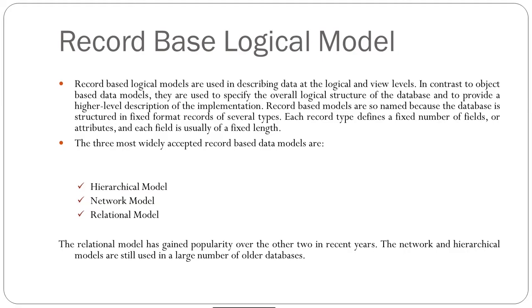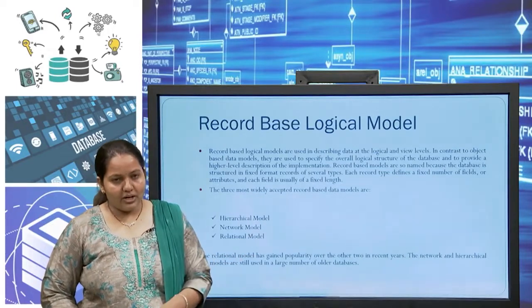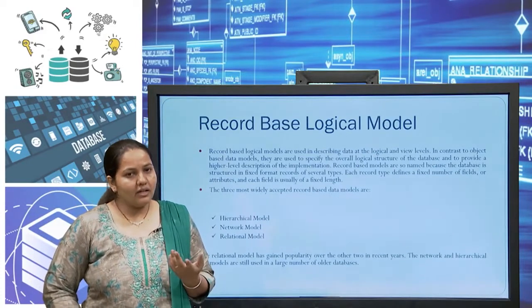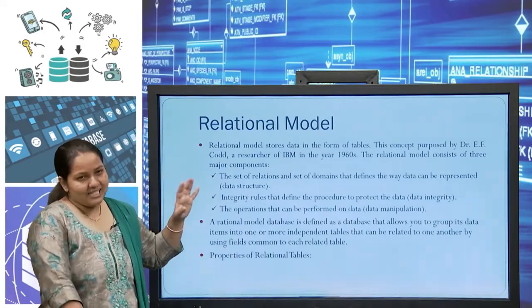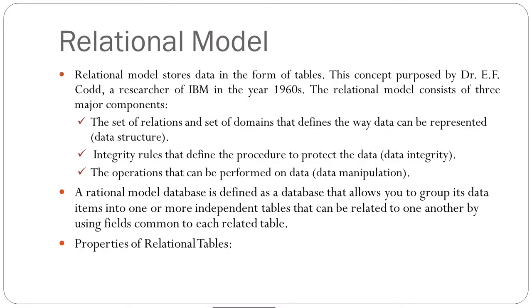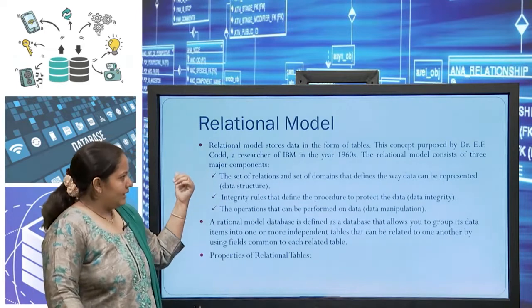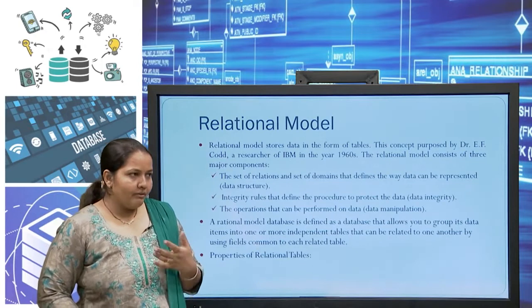Now we are focused on this record based logical model, and why we are using the relational model, and what are the pros and cons for accepting it among these. For that reason we will first learn the relational model. This is the record based model. The relational model stores the data in the form of tables. As we know, relation is also another name for a table. So, the relational model always stores your data in the form of tables.